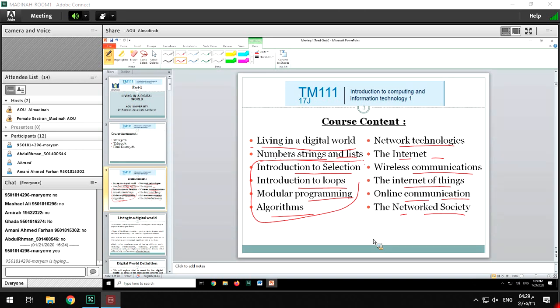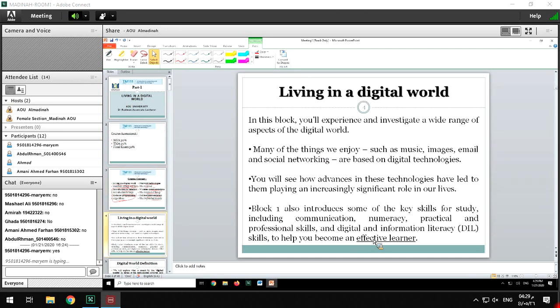Now let us start with part 1 of the course TM111 from block 1, that is living in a digital world. In this block, you will experience and investigate a wide range of digital worlds and digital technologies. Many of the things we enjoy, such as music, image processing, all the photos we take, videos we make, email and social networking, are all based on digital technologies.